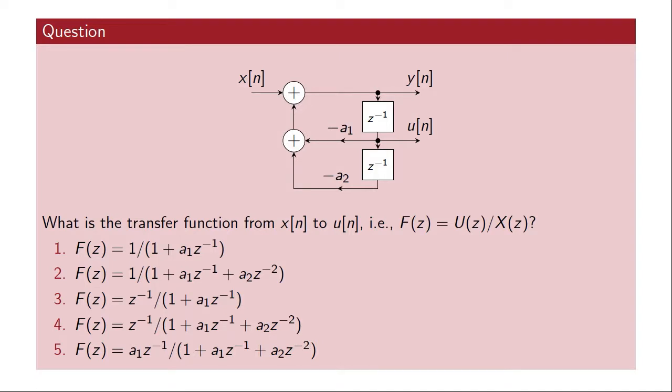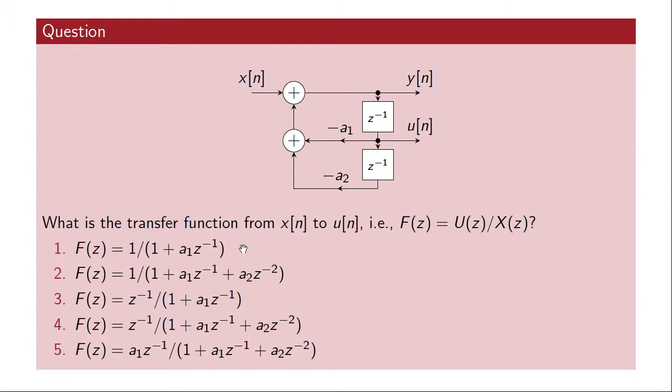Now, let's consider a question on this, trying to figure out these relevant transfer functions. So in a pure AR model like this, what would be the transfer function from the input of the circuit to a point before the multiplication? And in this case, the multiplication of minus a1. So what is the transfer function from x of n to u of n? That is F of z given by U of z divided by X of z.